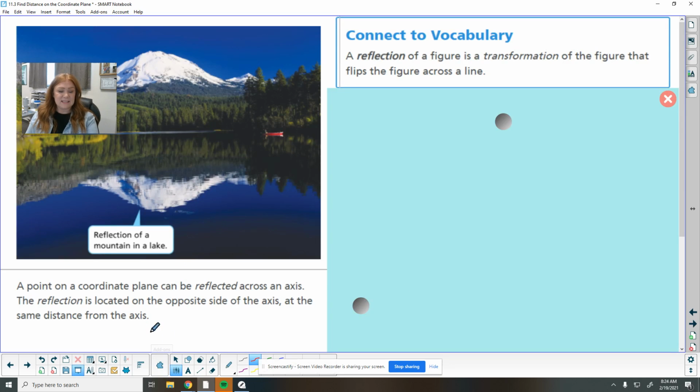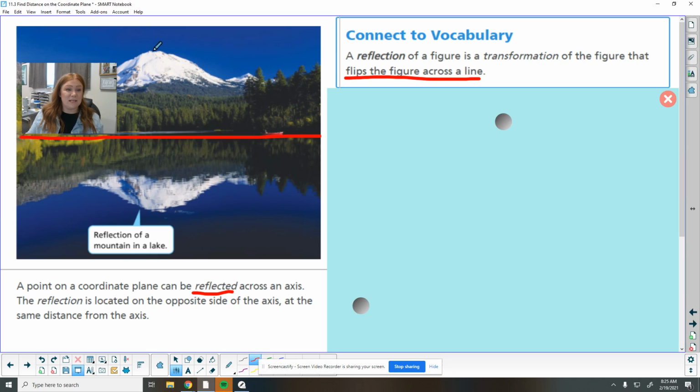So our first task tells us that a point on a coordinate plane can be reflected across an axis. So let's come up here and look at what is a reflection. A reflection of a figure is a transformation of the figure that flips the figure across the line. So here we can see in this picture is this mountain, and it got flipped over into this lake to see the reflection. It's kind of like a mirror. So it just does exactly the opposite.